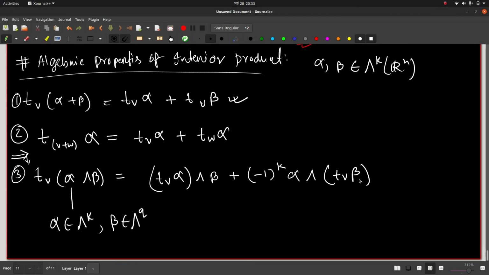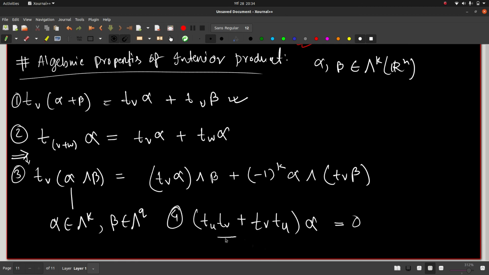So these are some algebraic properties, and a final one is a little bit interesting, which kind of looks like an anti-commutator if you are familiar with linear algebra, and if you are not, just take this property and try to prove it. It is that d_v d_v alpha, where alpha is again a k form, equals 0. And this thing kind of looks like an anti-commutator. So this thing is similar to an anti-commutator.